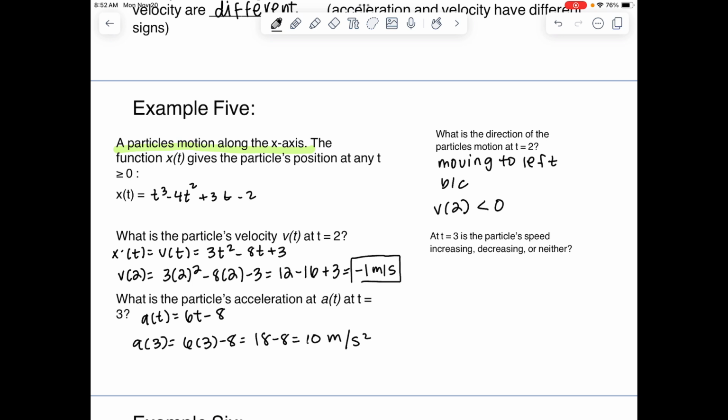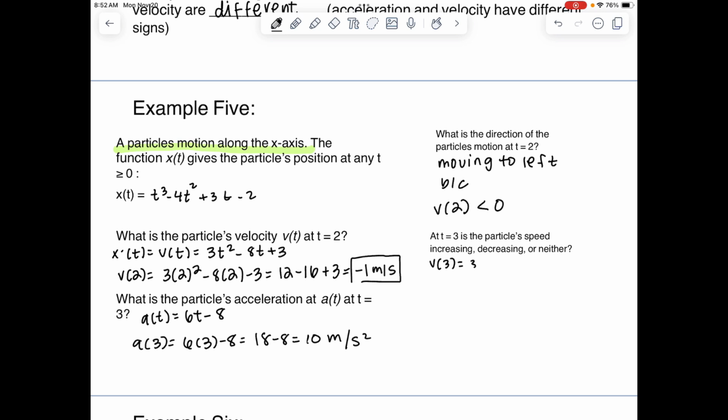And this says, at t equals 3, is the particle's speed increasing, decreasing, or neither? To answer this question, we would need to know the sign of velocity and the sign of acceleration at 3. I know the acceleration at 3. Real quick, I need to find the velocity at 3 to answer this question.